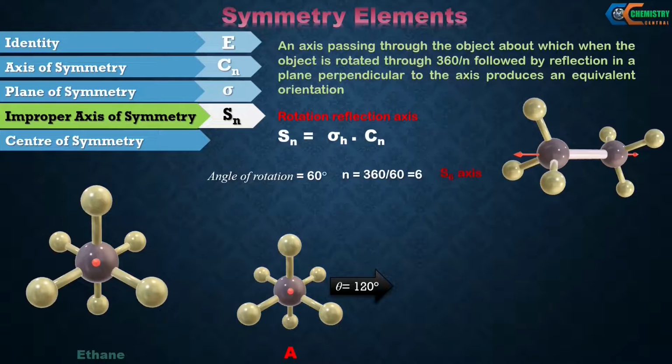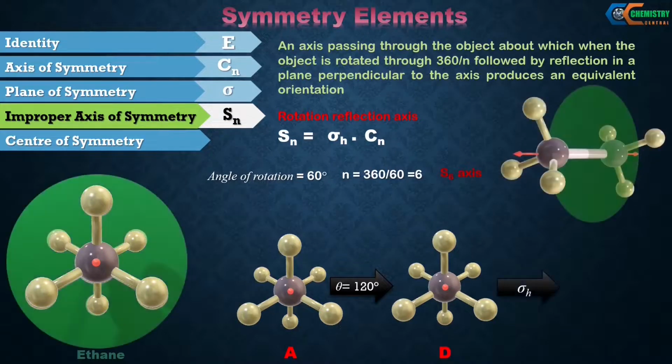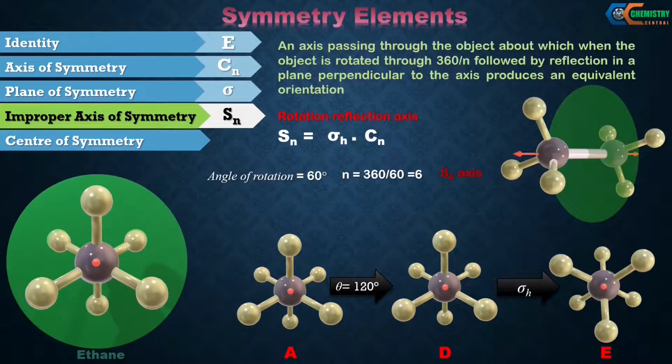We get the equivalent structure D after this rotation. But after the reflection from a perpendicular plane, we get the structure E, in which although the carbon atoms are reflected on each other's place, the position of hydrogen atoms on each carbon are inverted, and we can say that structure E is not equivalent nor identical to structure A. As the symmetry operations are considered valid only if they produce equivalent or identical orientations, here S3 axis is not possible. But it may be present in other molecules.